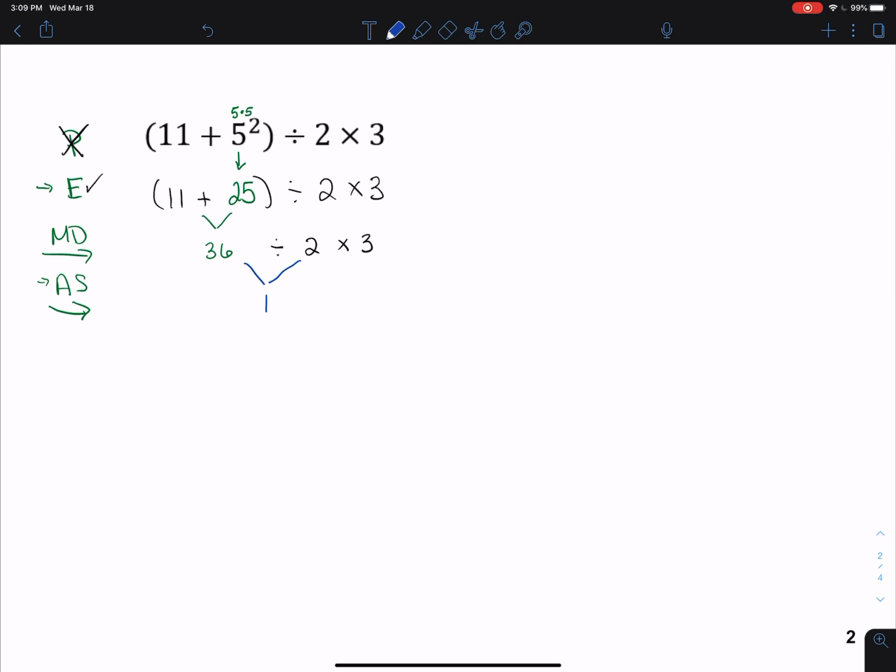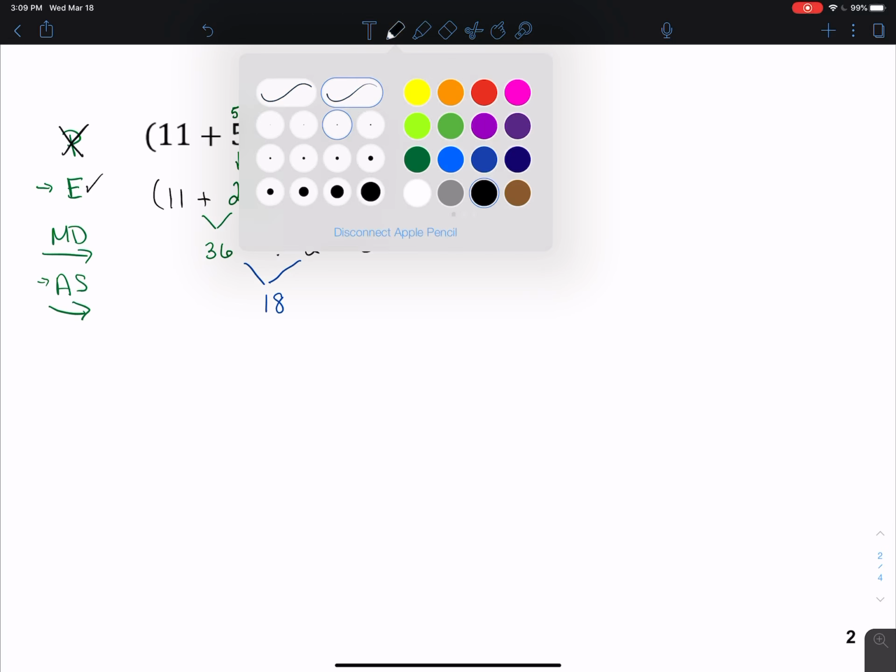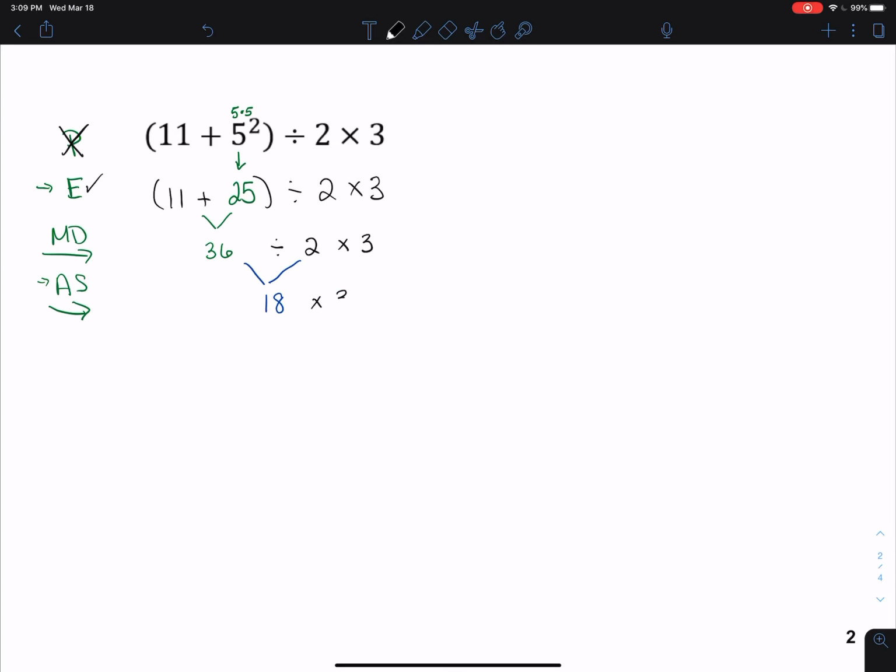36 divided by 2 gives me 18. Then I need to bring down that times 3. 18 times 3 gives me 54. That's my final answer.